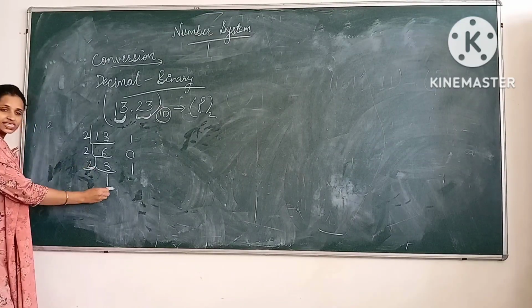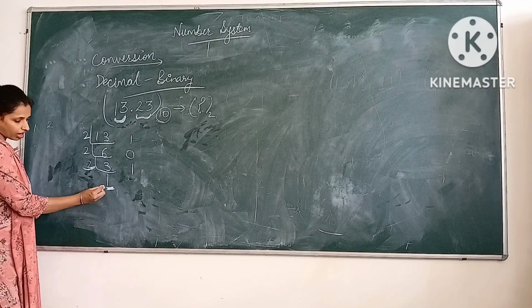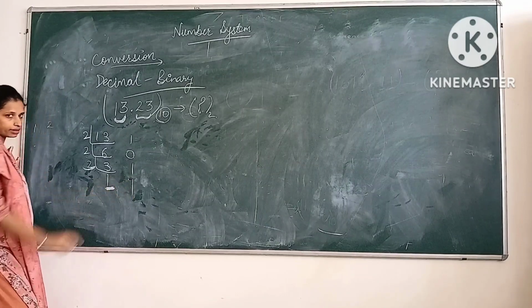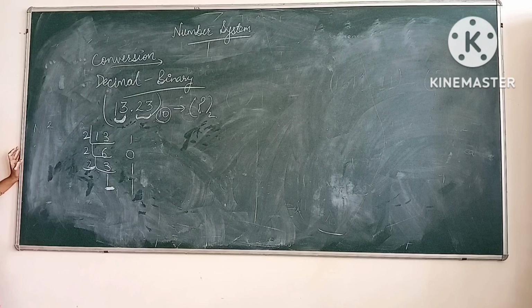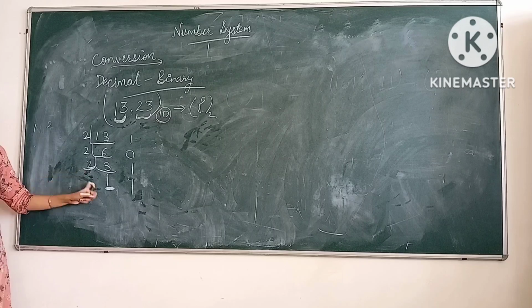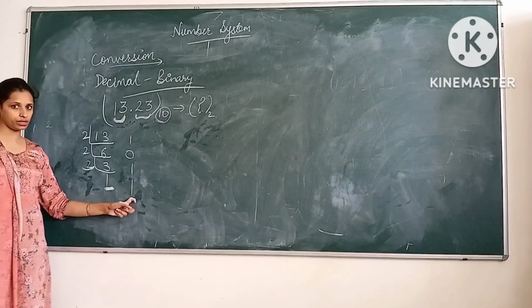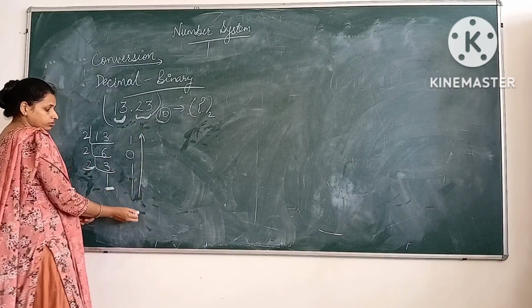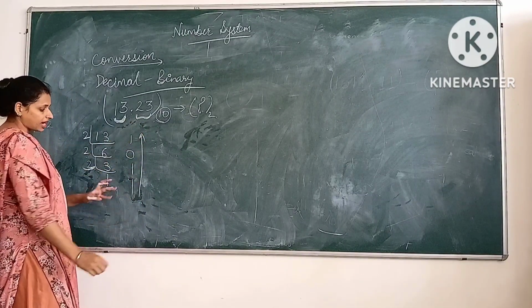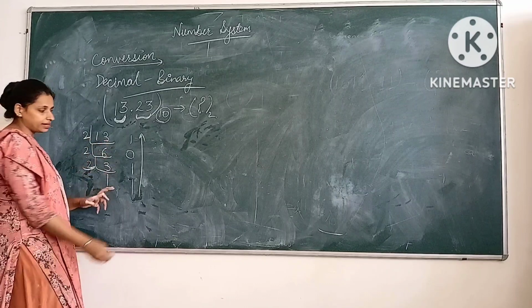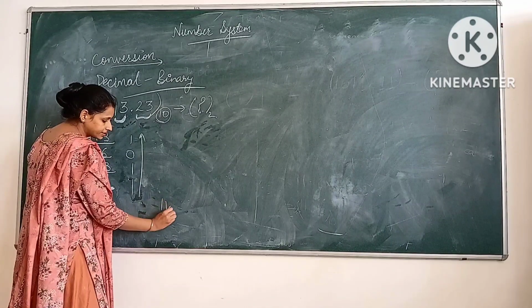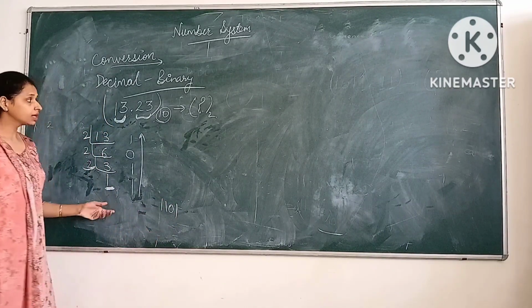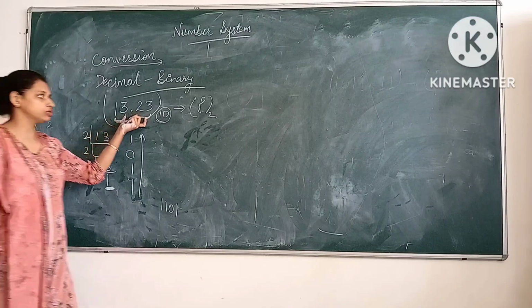Now this 1 is less than 2, so we can't divide it again by 2. So we have to put this value here in the answer, because this value is less than 2. And we have to read from down to top. That means the value of 13 in binary is 1101. But here a point value is also mentioned.